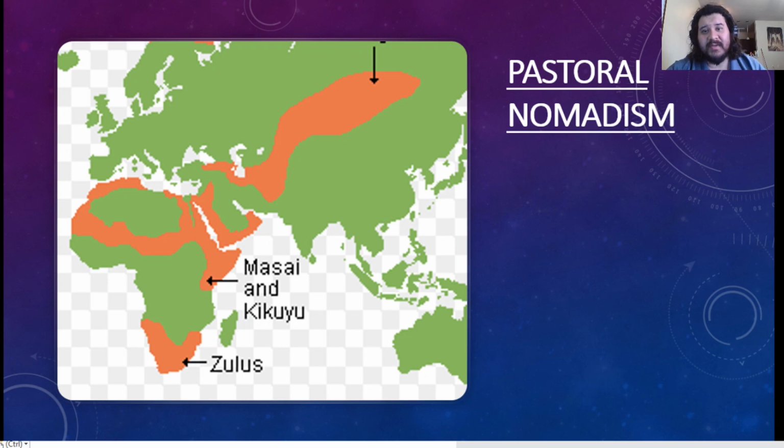The pastoral part has to do with the animals, caring for them, or otherwise making sure that they don't die, and then doing so in a nomadic way where you're following those animals or leading those animals to and fro to graze and to eat, right? So you can eventually eat them later on.